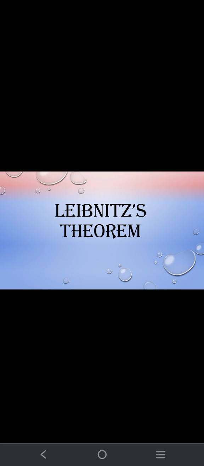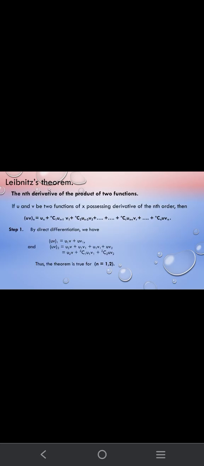Today I am explaining the Leibniz theorem. Leibniz theorem statement: if u and v be two functions of x possessing derivatives of the nth order, then the nth derivative of uv is equal to u_n v plus nC1 u_(n-1) v_1 plus nC2 u_(n-2) v_2 plus so on plus nCr u_(n-r) v_r plus so on plus nCn u v_n.